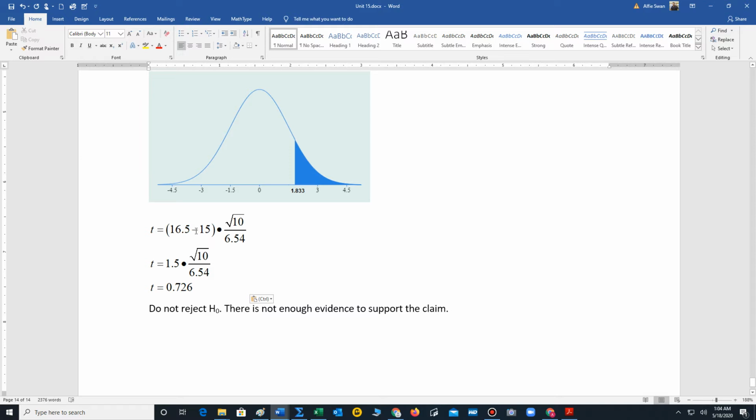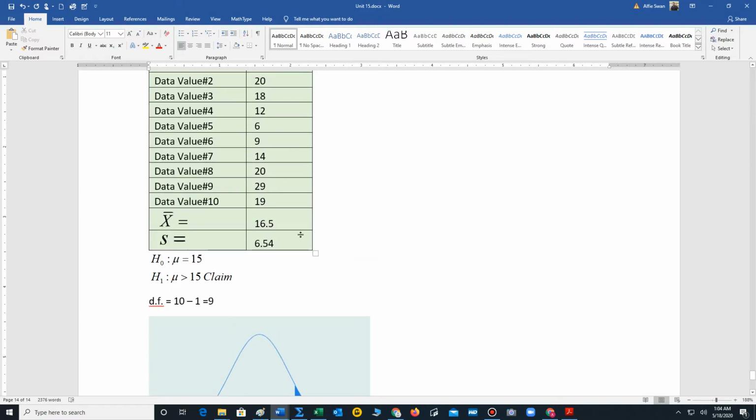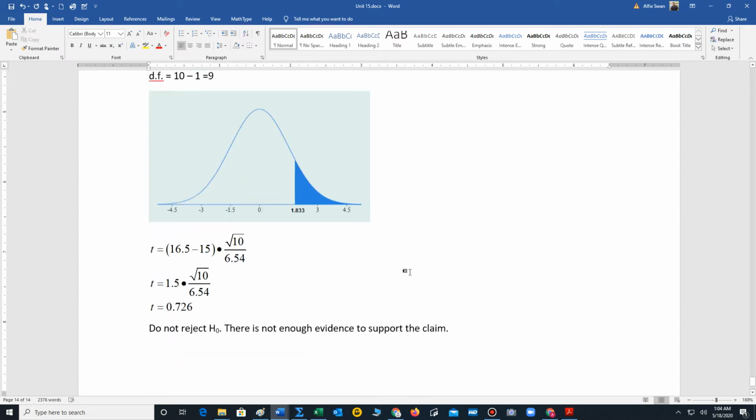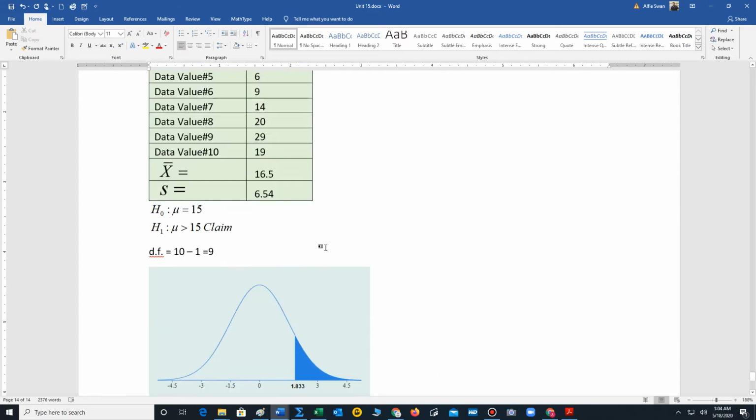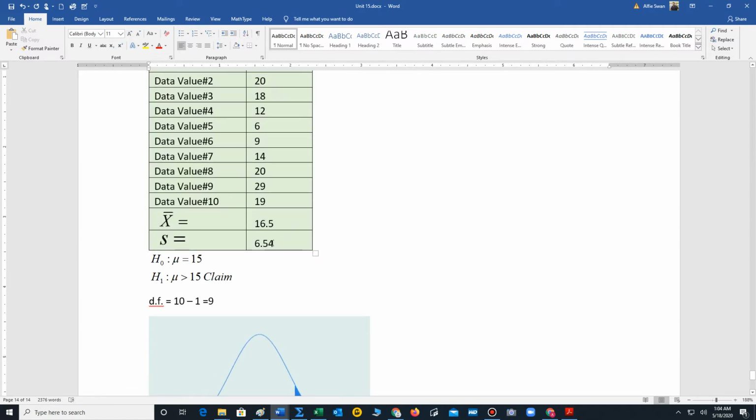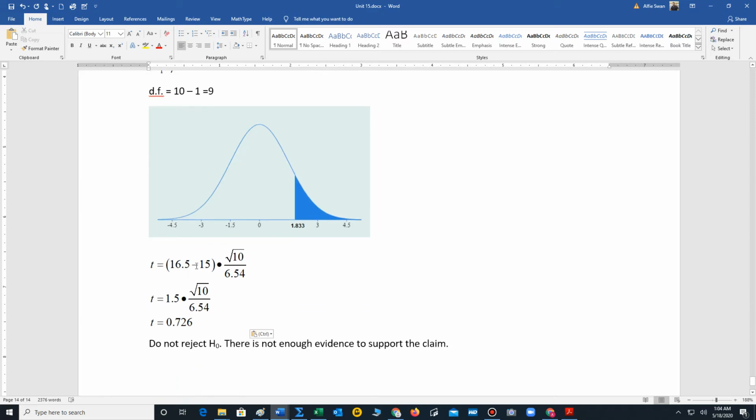We have t is equal to the sample mean, 16.5, minus the population mean, 15, times the square root of the sample size of 10, there are 10 data values, divided by the standard deviation of the sample, 6.54. Subtract first, that's 1.5, and then we perform our calculations, and we have t is equal to 0.726. That will fall short of the critical region, so it will fall in the non-critical region. So we do not reject H naught.